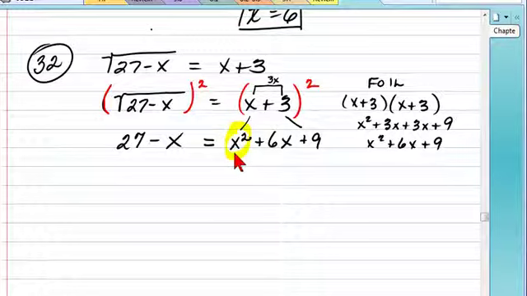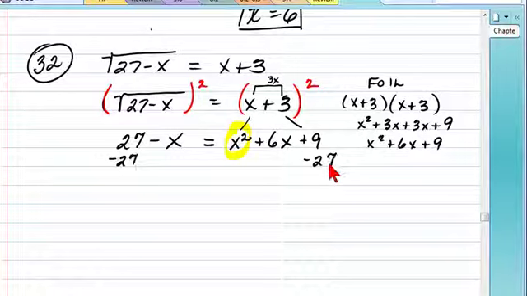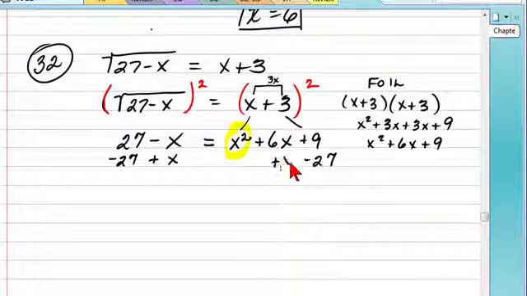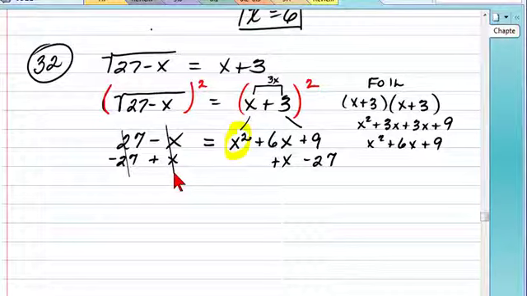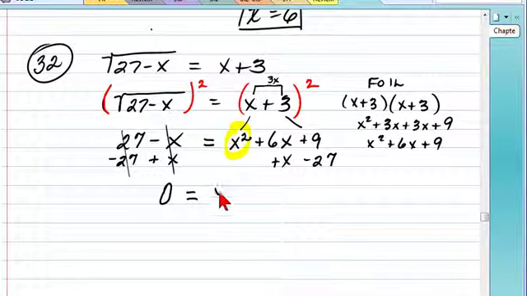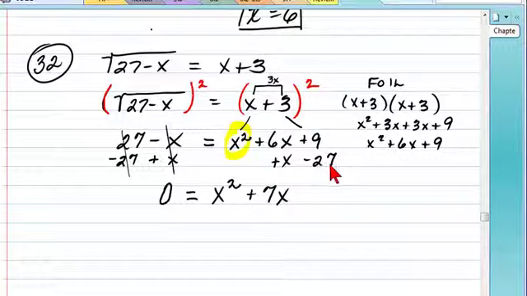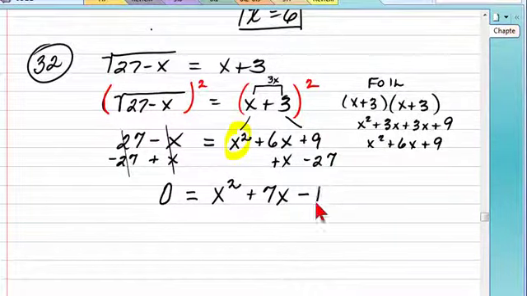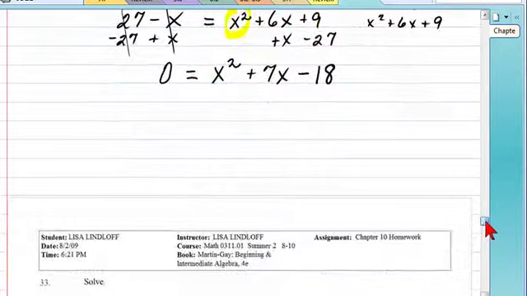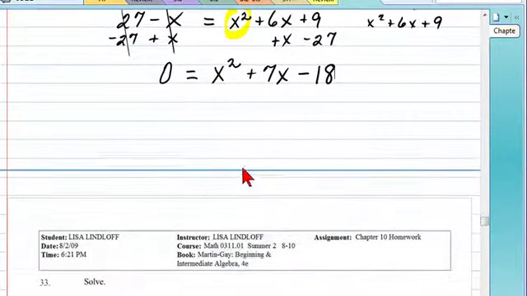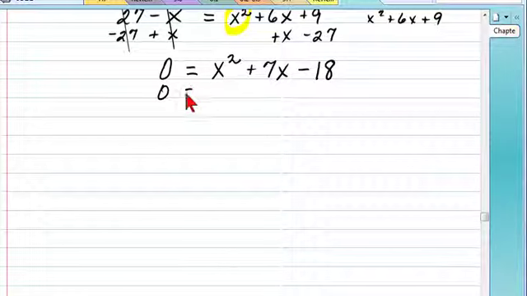All right, I want it set equal to 0. So I'm going to subtract 27 from both sides. And I hope you feel okay about this. In the same step, I'm going to add x to both sides. So I'm doing two things, but what does it accomplish? 27's gone, the x's are gone, I get a 0 on the left-hand side. I need one of the sides to be 0. I have x squared. 6x plus 1x is 7x. And what is 9 minus 27? Minus 18. So I have 0 is equal to.